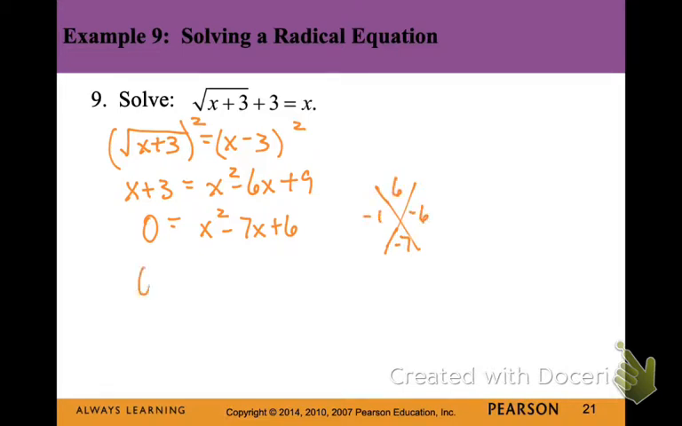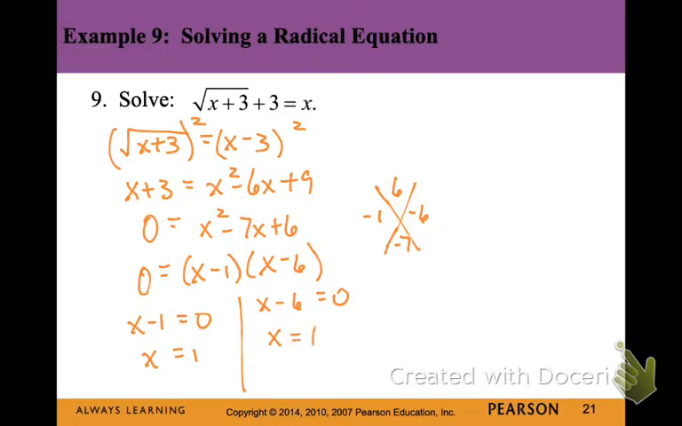Two numbers that multiply to give me 6 and combine to give me -7 are -6 and -1. So now I can set each of those factors equal to 0 and solve. And so my two solutions are 1 and 6. If I check those, if I plug in 1, I get the positive square root of 4, which is 2. 2 plus 3 equals 1? So it doesn't appear that our solution of 1 will work.